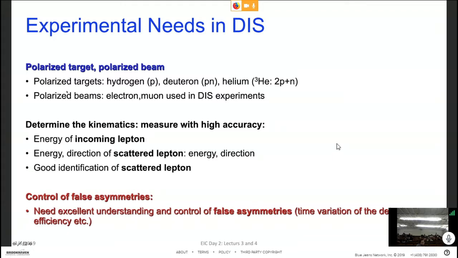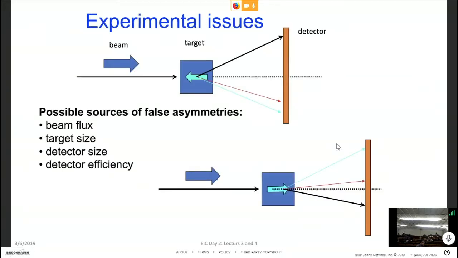We need polarized beams, and typically we used electrons and muons for such DIS experiments. And then we also look at the incoming lepton, the energy of that, the energy of the scattered lepton. As you know, we need to measure that very precisely and identify to make sure that the lepton is really a lepton. And the most important thing in the spin experiment is we need to understand the false asymmetries. And what do I mean by that?